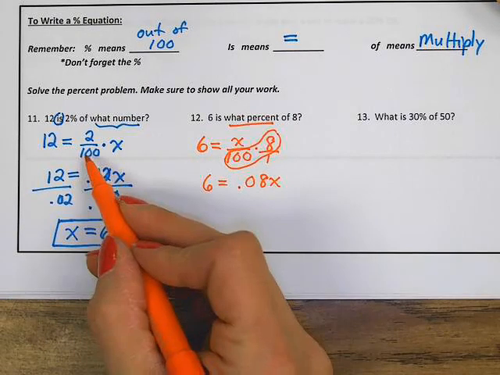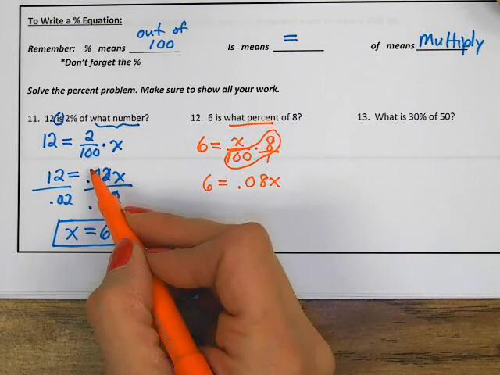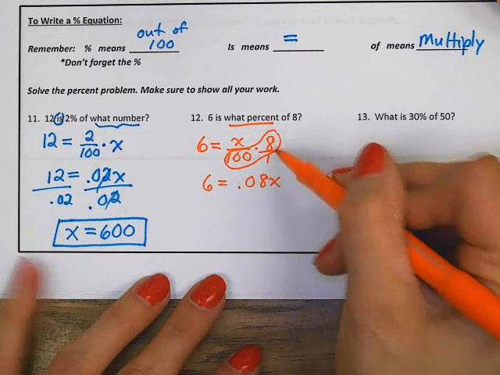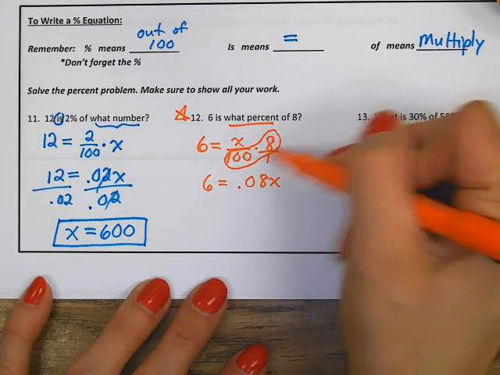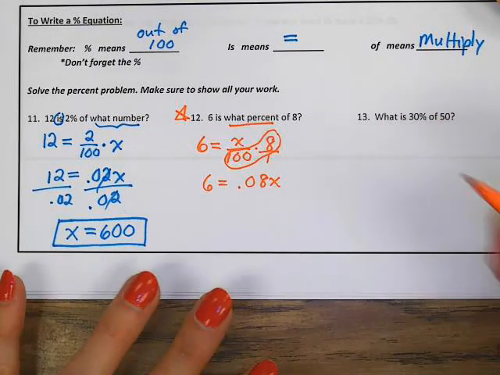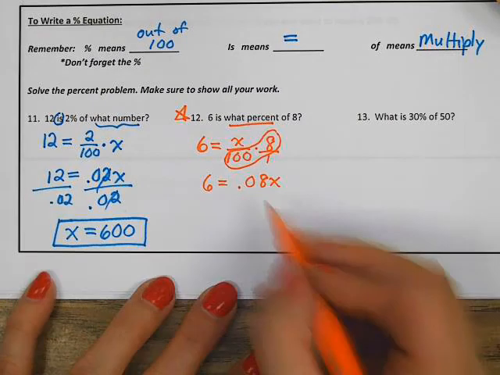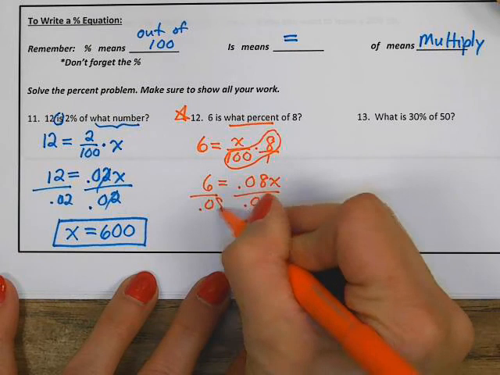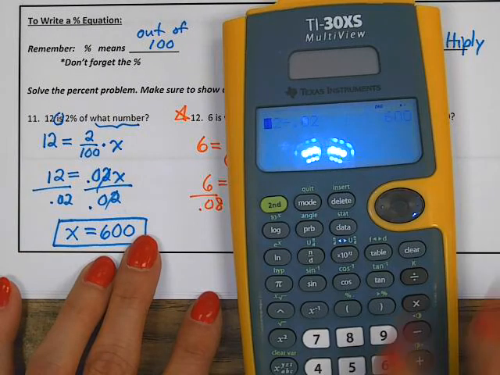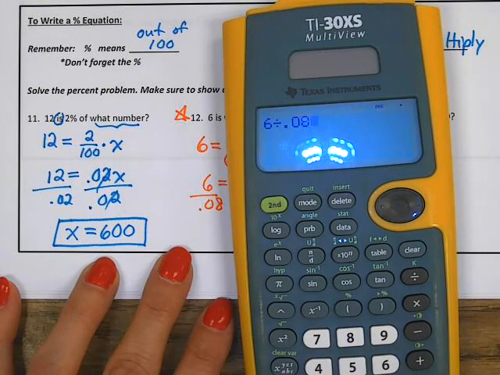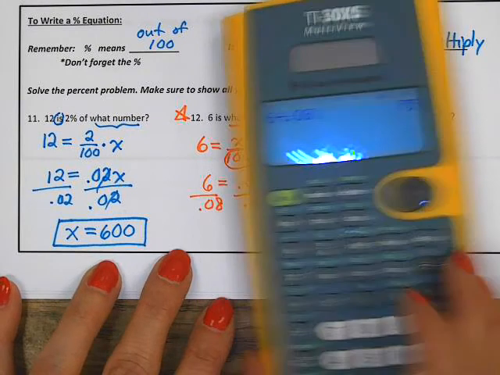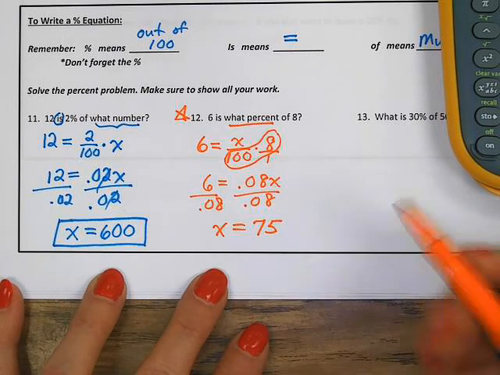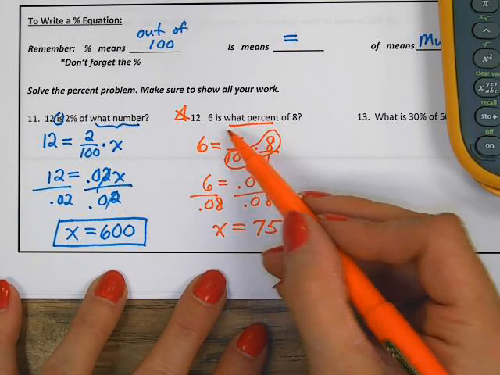So it's just like number 11 where you divided the two numbers to get the decimal. We're going to do that, but it might be off a little bit. I'm going to put a star here because this is the one that people didn't quite know how to do. Now we're not done. We have to divide both sides by 0.08. And if you take 6 divided by 0.08, we get 75. So x equals 75.